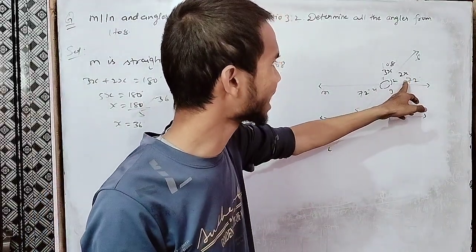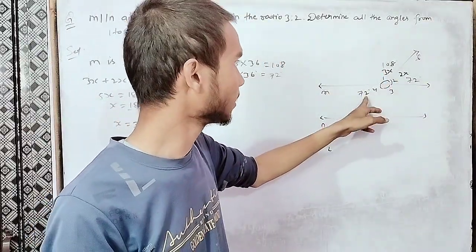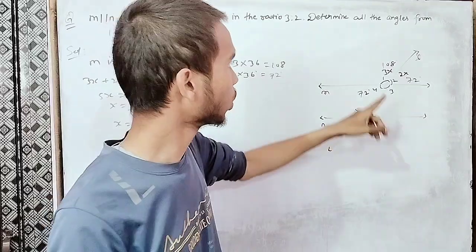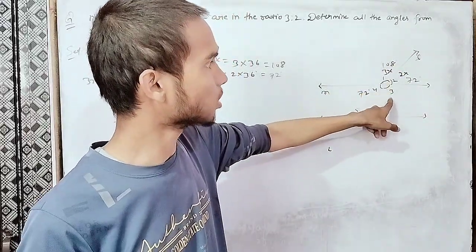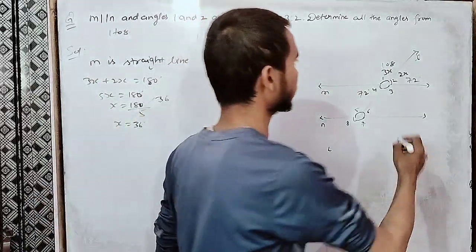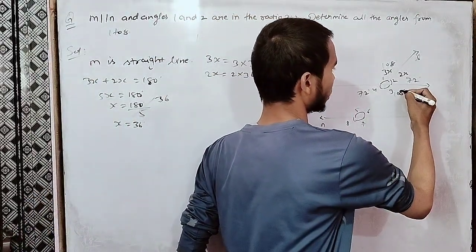The value of this angle is 72, so by applying vertically opposite angles, the value of this angle would be 72. The value of this angle is 108, so just opposite this would be how much? 108 because of vertically opposite angles.